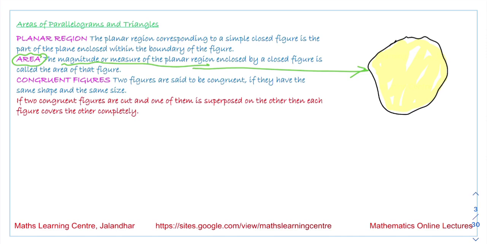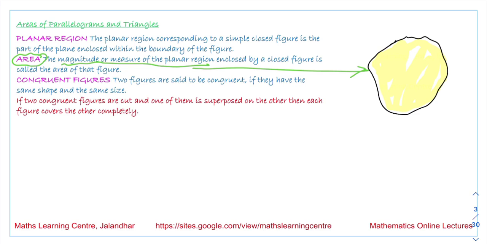Next is congruent figures. Two figures are said to be congruent if they have the same shape and the same size. As we have seen in the case of triangles, congruent basically means they are identical: if we put one on the other, or superimpose one on the other, they are exactly the same.